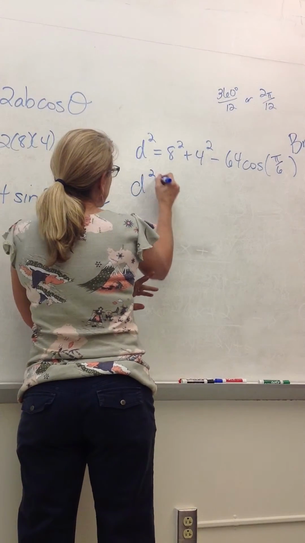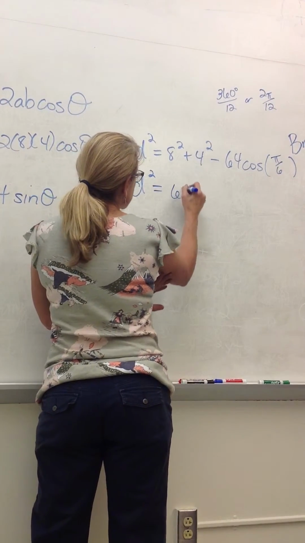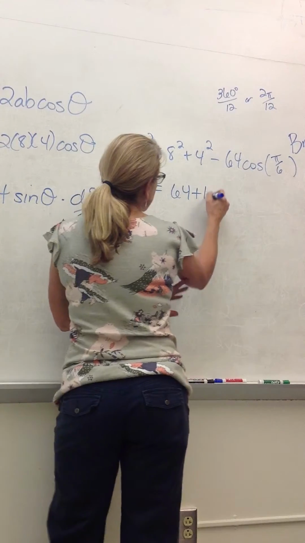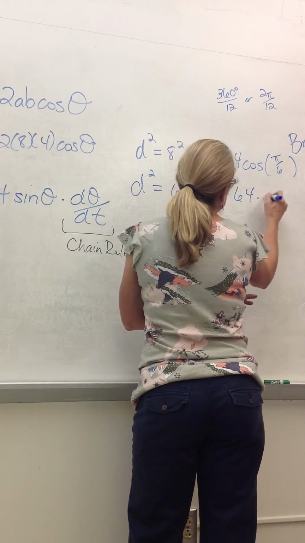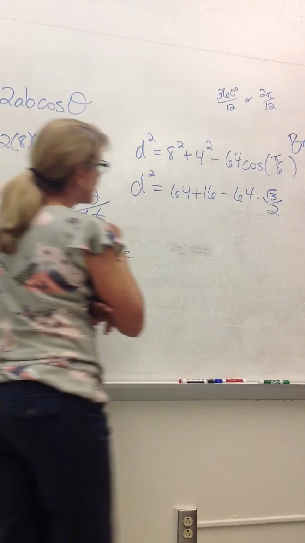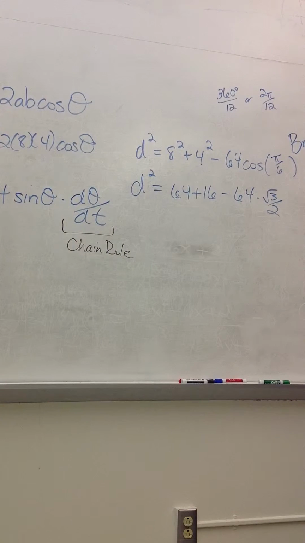Okay, so then D squared is equal to 64 plus 16 minus 64 times the square root of 3 over 2. And what is 64 plus 16? 80.